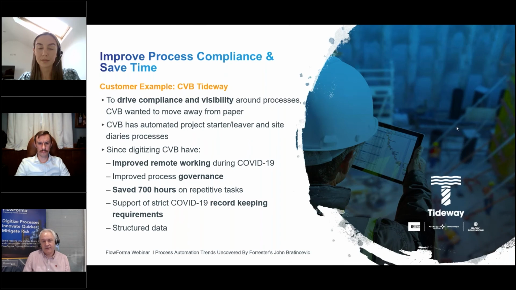In addition to all of that, using a digital process platform like FlowForma, you're actually storing all the data as well. So all of a sudden, you have a big data lake that happens automatically that you're able to report on, and they're able to report on statistics that they were never able to do when they're running on paper.